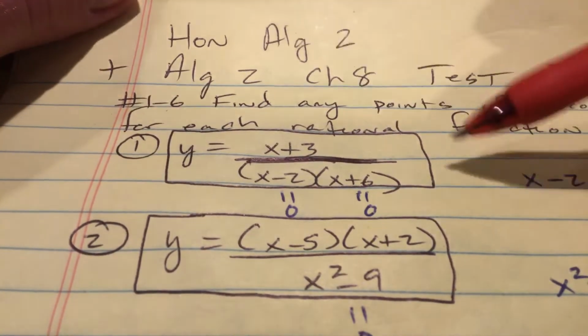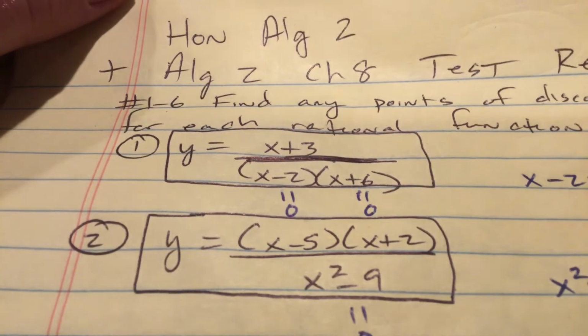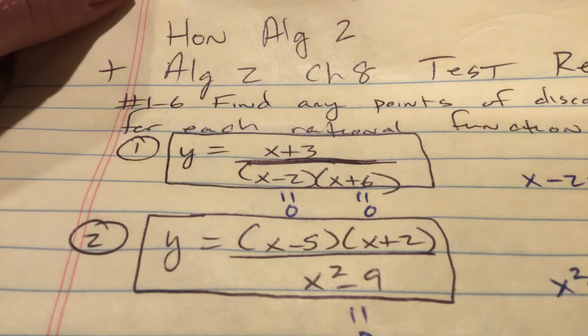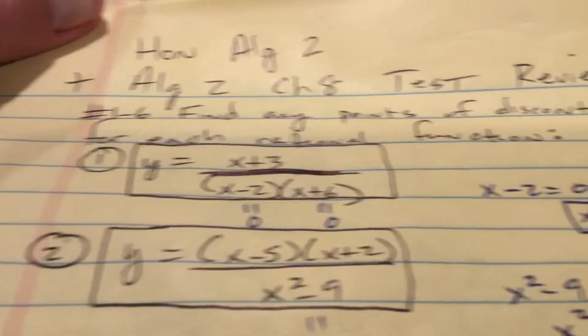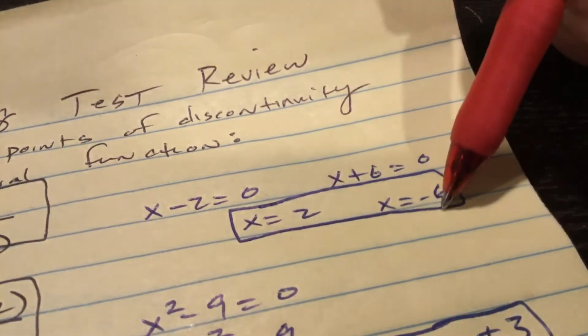Okay, so here is your question. Y equals (x plus 3) over (x minus 2)(x plus 6). You're going to set the denominator equal to 0. A discontinuous point has 0 in the denominator. Set x minus 2 equal to 0, x plus 6 equal to 0, as I've done over here. You get x equals 2, you get x equals negative 6.